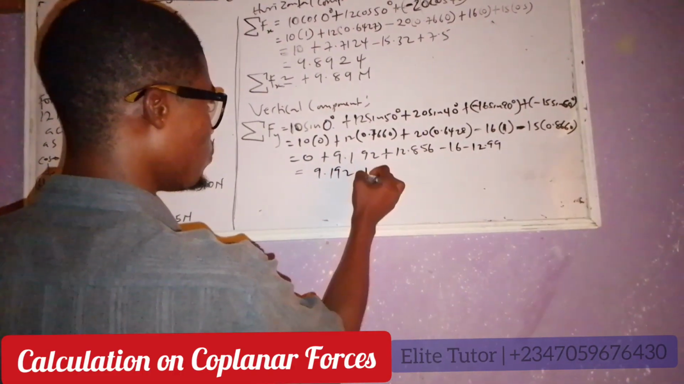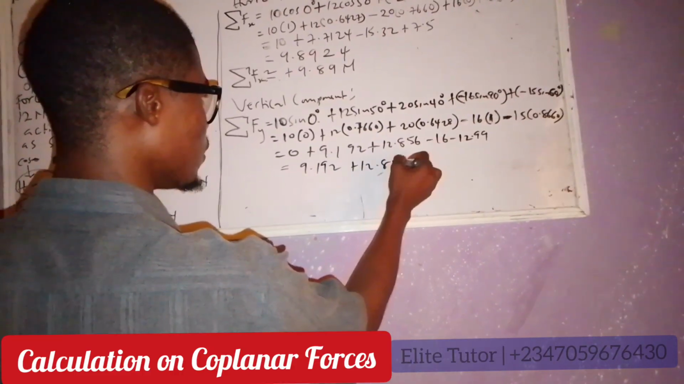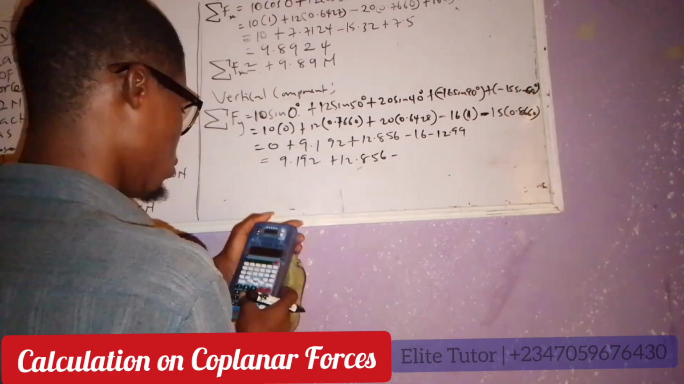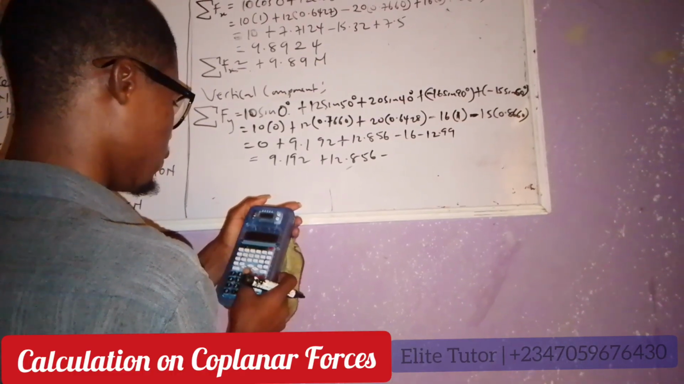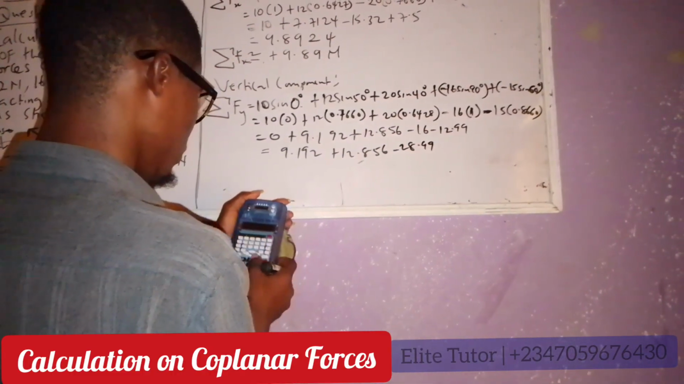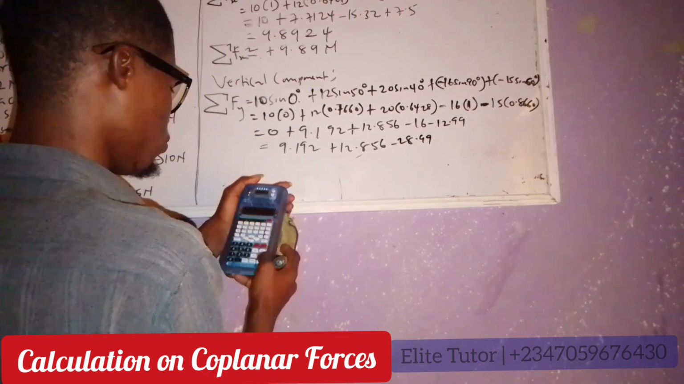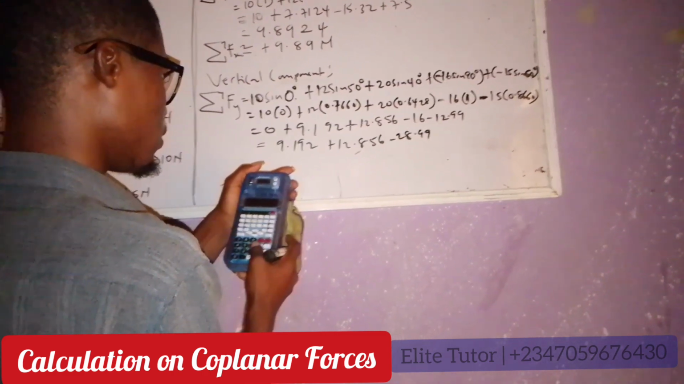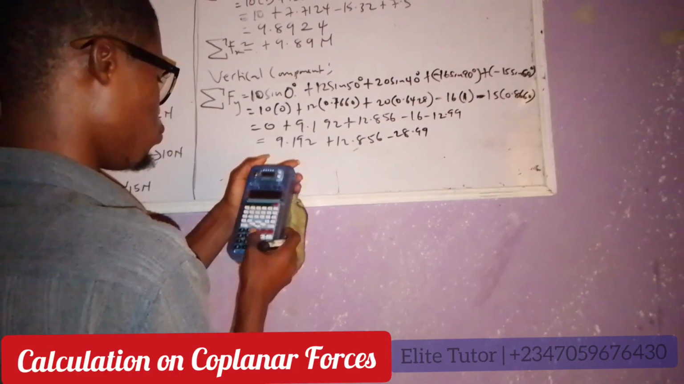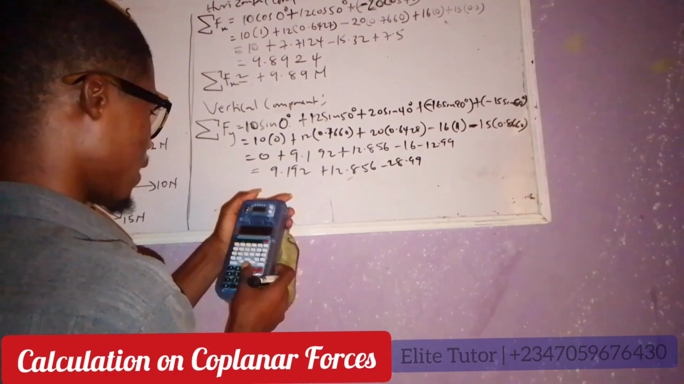So here we are having 9.192 plus 12.856 minus 16 minus 12.99, minus 28.99. So now let's tidy up. 9.192 plus 12.856 minus 28.99.